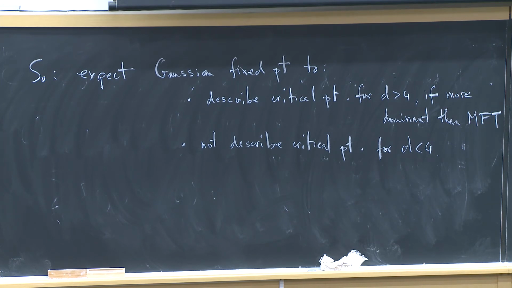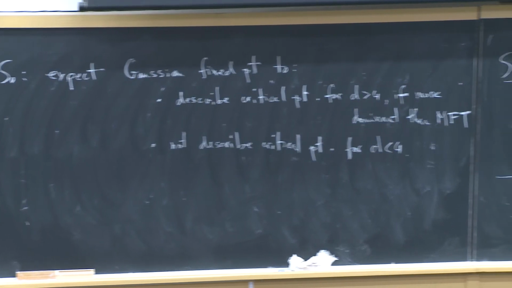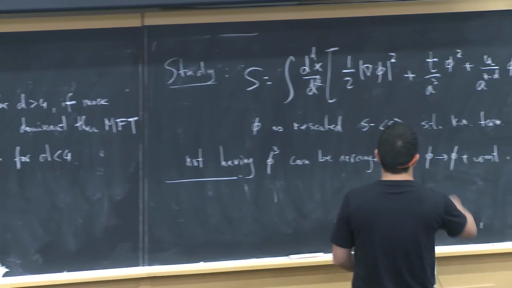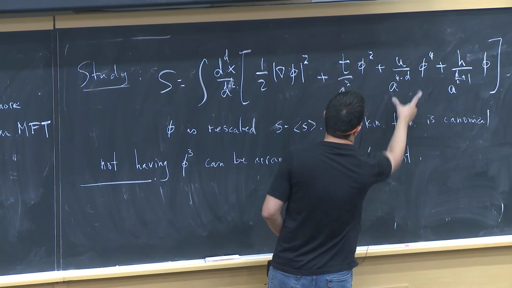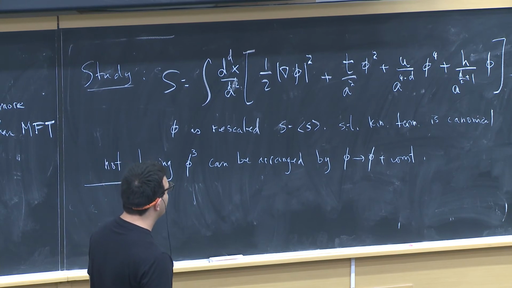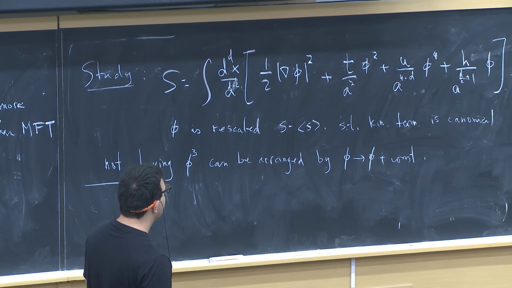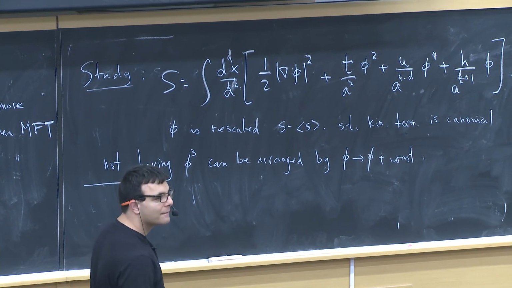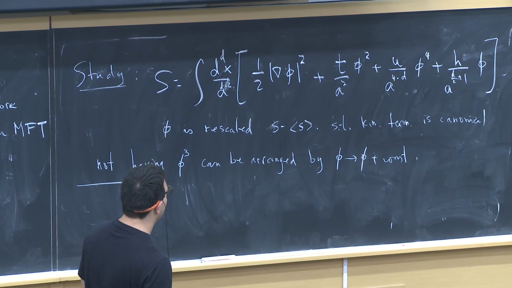Yeah? How was this form computed? Was it because of the phi to the fourth interaction? Right. So we want to keep this invariant as we send a to b times a. So if we have phi to the 6, then it would be 6 minus d. Correct. Sorry.